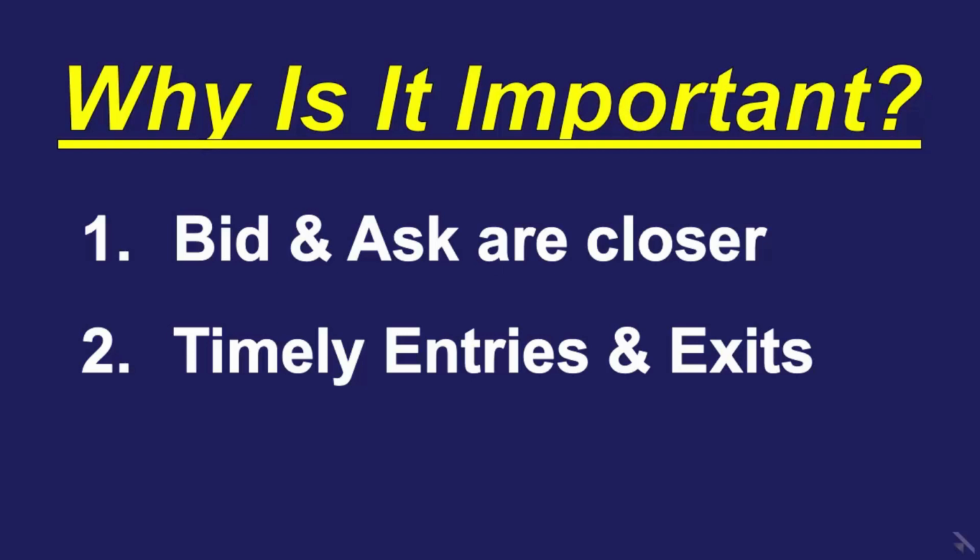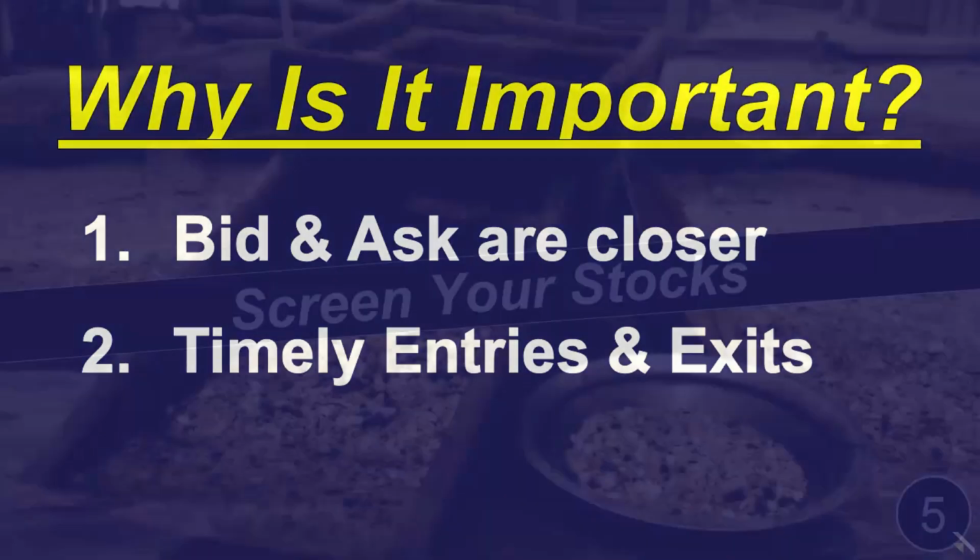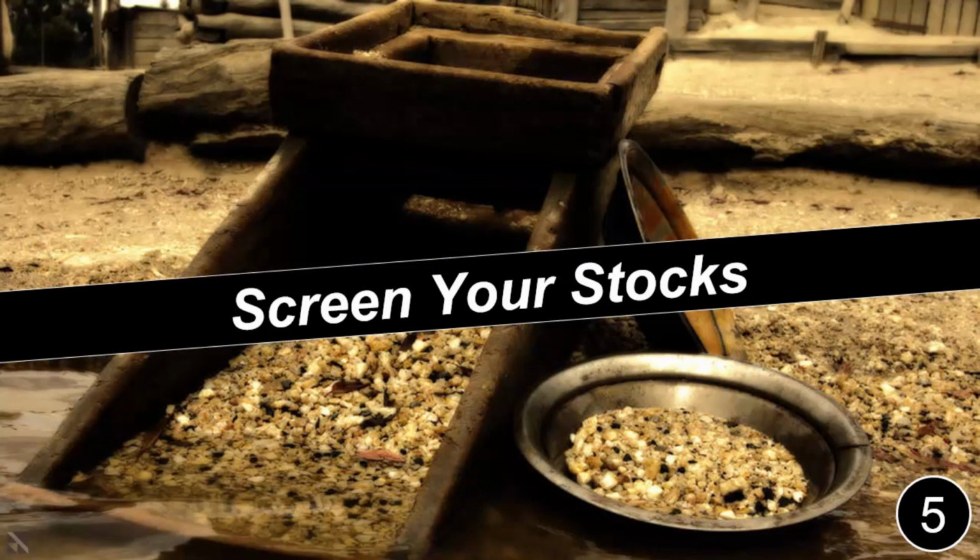You don't want to be in a position where you're trying to exit a trade, but there isn't a person on the other end. So by looking for stocks with high volume, you're helping to ensure the options are more heavily traded, and thus it helps you get in and out of a trade at the price you desire. Now let's move on to key principle number 5, which is to screen your stocks.